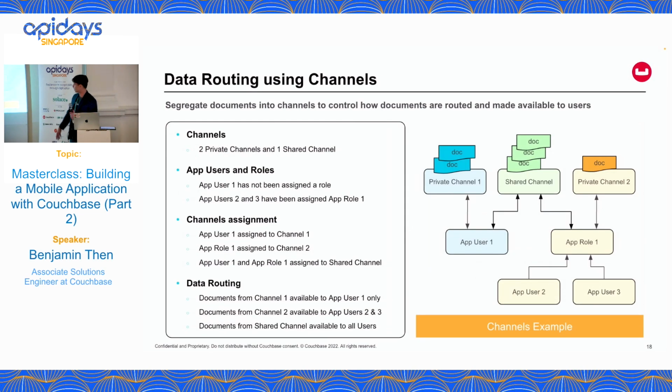So this is a pretty good diagram that helps me to explain it, right? App user 1 has access to channel 1 and the shared channel, and he'll be able to make reads and writes to the documents which are associated to those channels. App user 2 and 3 belong to the same team, so we are able to classify them under app role 1, and they are able to make reads and writes or modifications to the documents for those specific channels. So that is the form of access control that we're talking about.